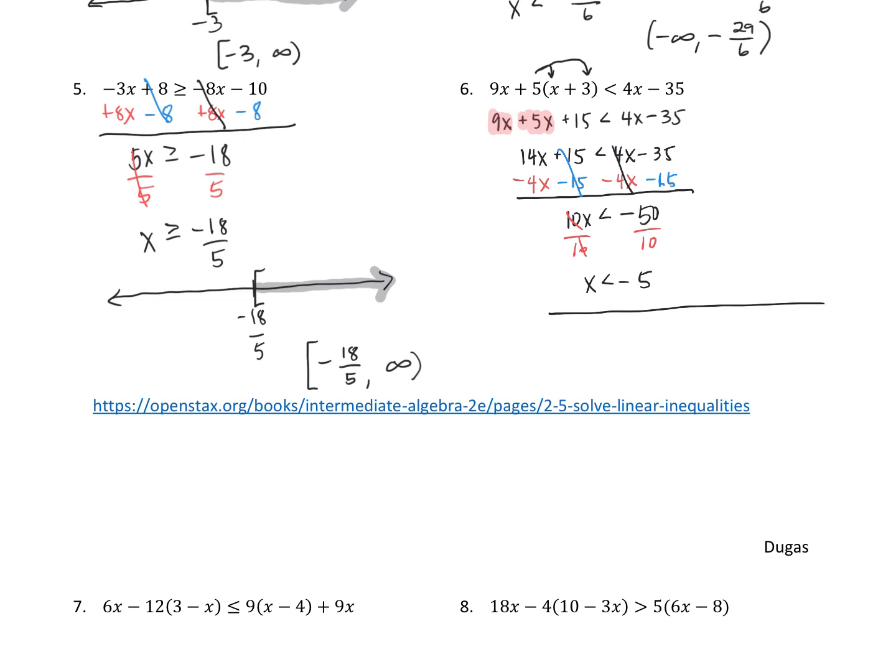So here we have our number line with our boundary point of negative 5. It says it's less than that, so we're going to shade to the left. And since it doesn't say or equal to, we're going to have a parentheses. So our interval notation is parentheses negative infinity, comma, negative 5 parentheses.